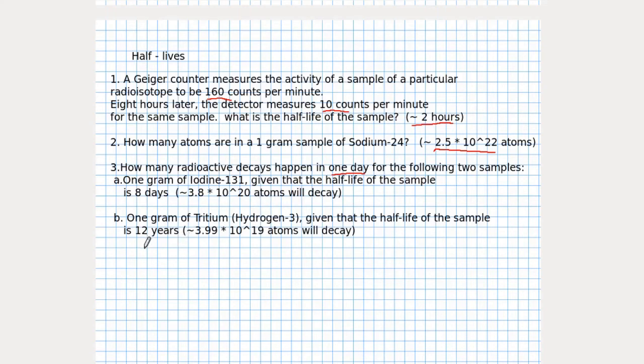And in part B, 1 gram of tritium. So we've got a different element that has a half-life of 12 years, so a much longer half-life. It takes longer. That means a smaller percentage of them are being transformed every second. And it turns out that it's 3.99 times 10 to the 19 atoms that will decay in 1 day for that particular sample, and you're going to figure out how to get that.